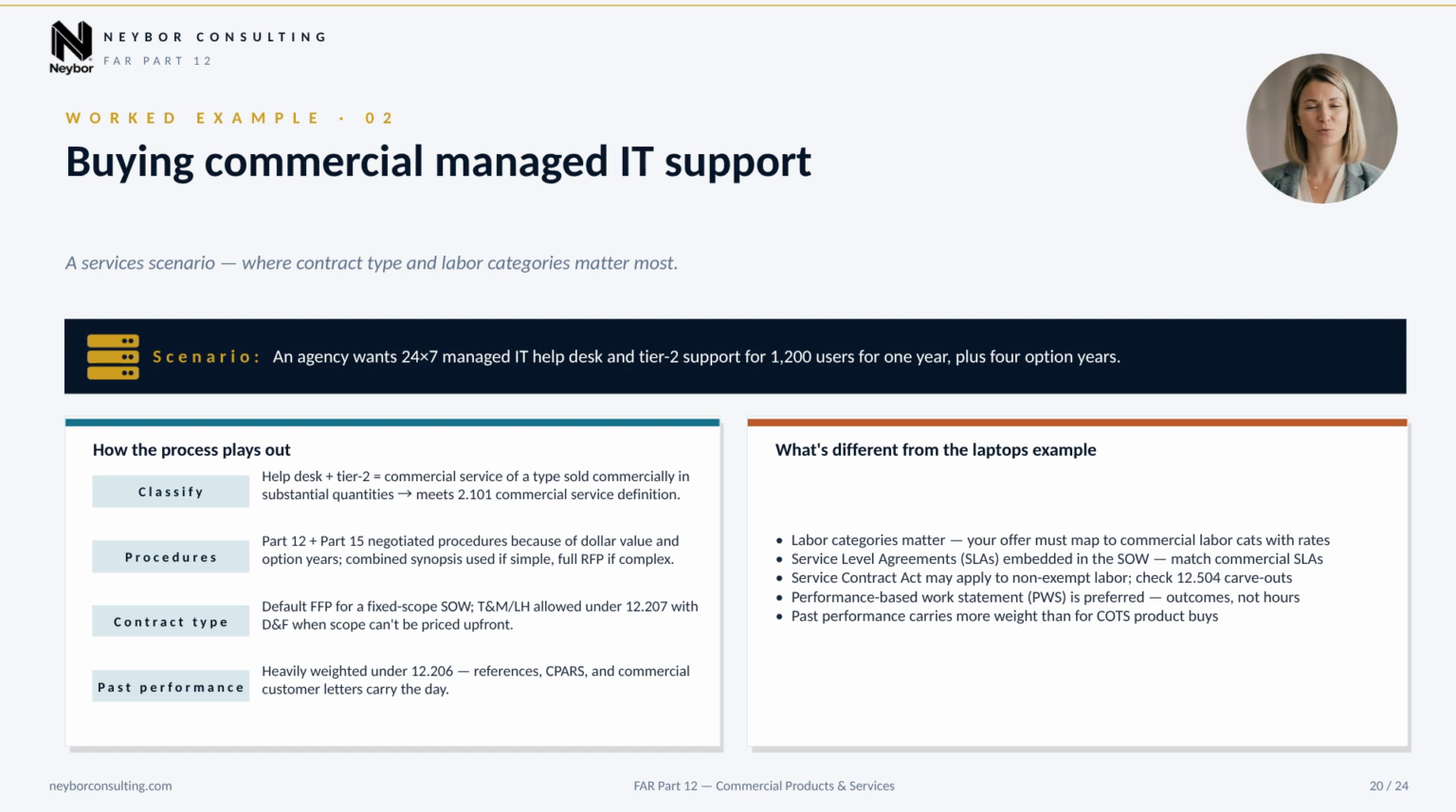The right card shows what is different from the laptop example. Labor categories matter. SLAs are embedded in the SOW. The Service Contract Act may apply to non-exempt labor. Performance-based work statements are preferred, and past performance carries more weight than it does for COTS product buys. Same Part 12 framework, very different proposal.